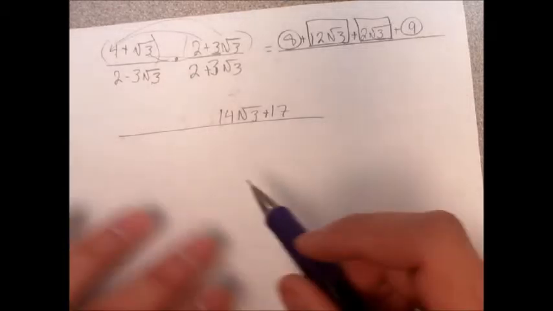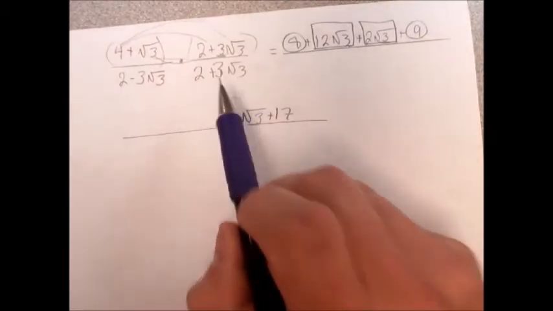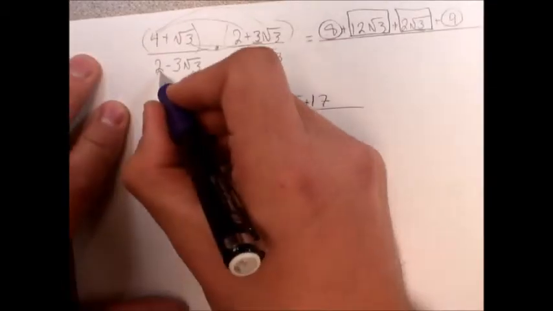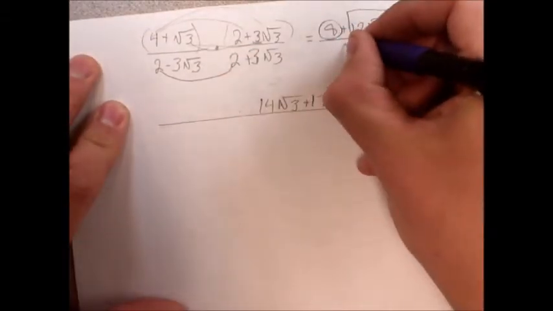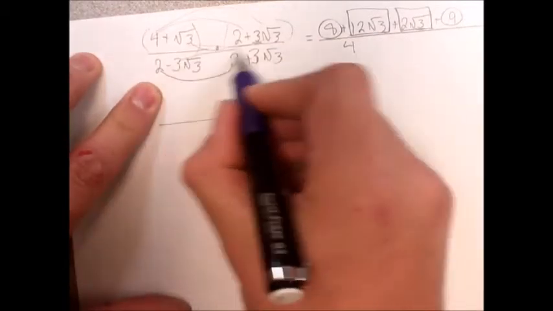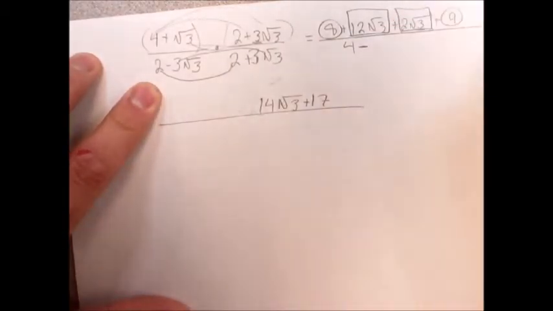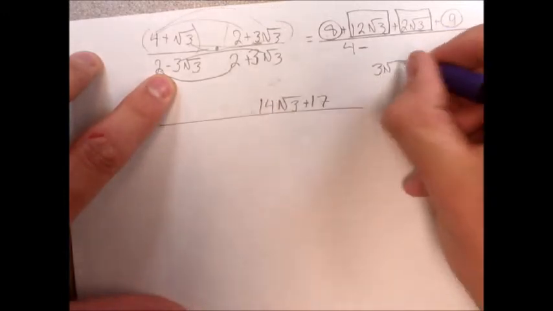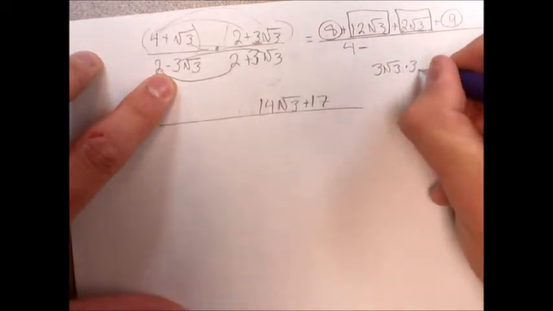Okay, I have to do the bottom still. So keeping in mind our conjugate rule, remember I told you that the middles will always end up canceling out. So all I need to deal with is the first pieces, which is 4, and the last pieces, which is always going to be a minus, by the way. So we get 3 square roots of 3 multiplied by 3 square roots of 3.